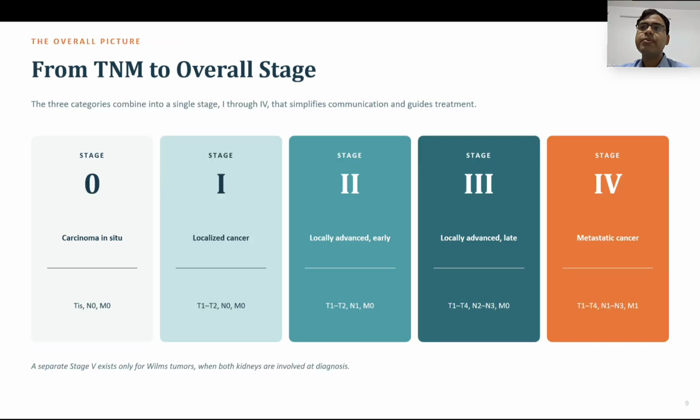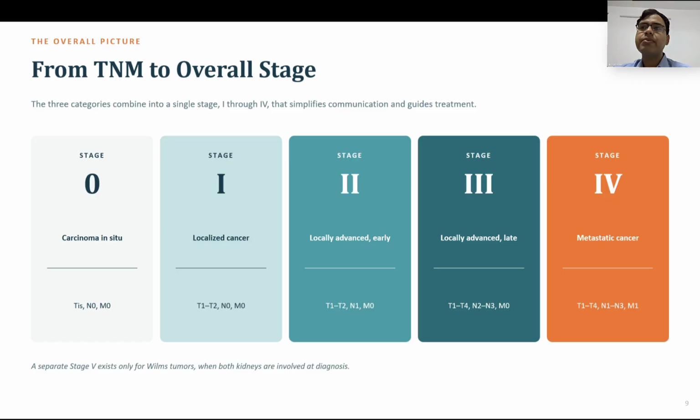So, as we said, this is just a pictorial representation. Here we go from stage 0, 1, 2, 3, and 4. Stage 0 is carcinoma in situ, as I just said, usually TIS, N0, M0, because those cancers which are in situ do not have the ability to breach the basement membrane and go into the nodes or to spread distantly. So that is why they are TIS, N0, M0.